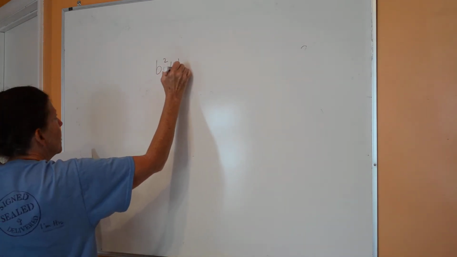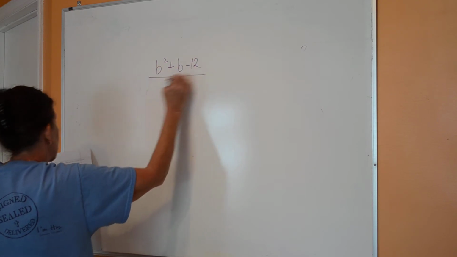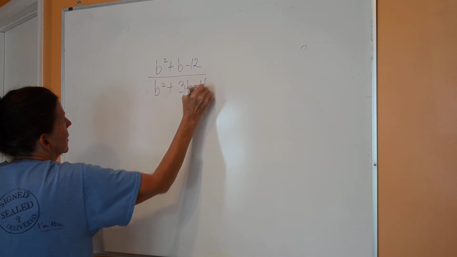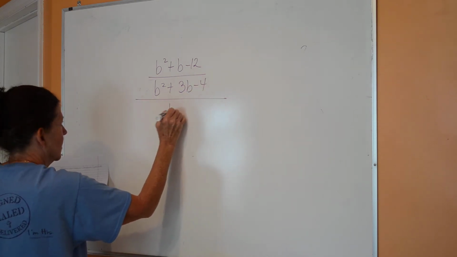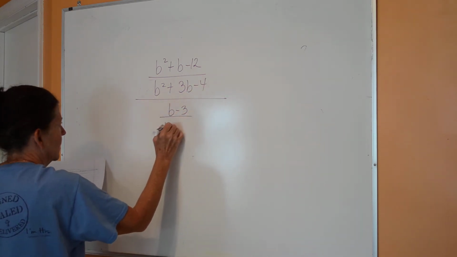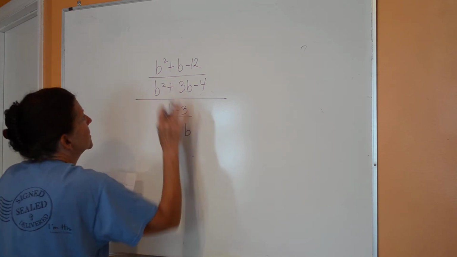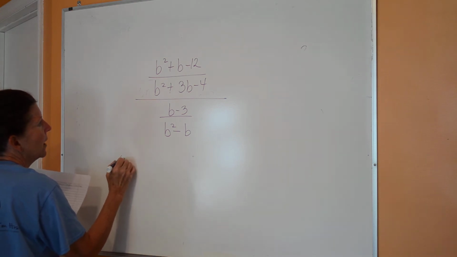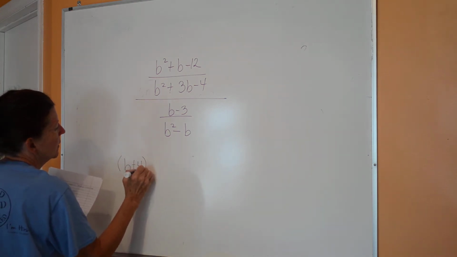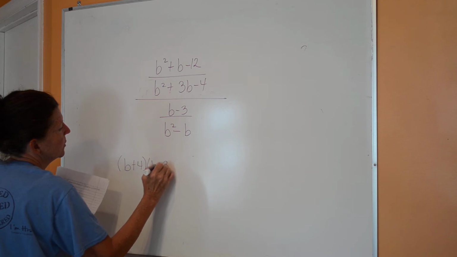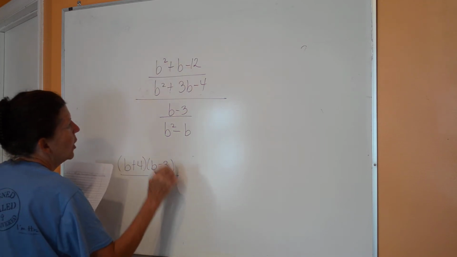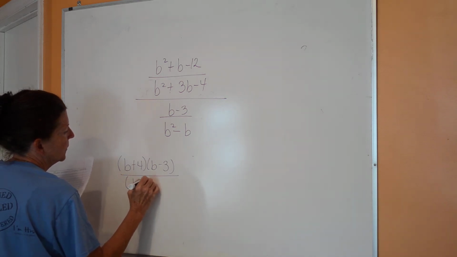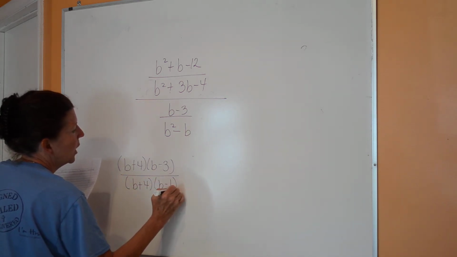This one looks a little bit more complicated, but it's really the same type thing. All right, so it's this divided by this. So I'm going to factor because I'm going to run out of board space. So I have b plus 4 times b minus 3. That's what that factors into. Over, this one factors into b plus 4 and b minus 1.